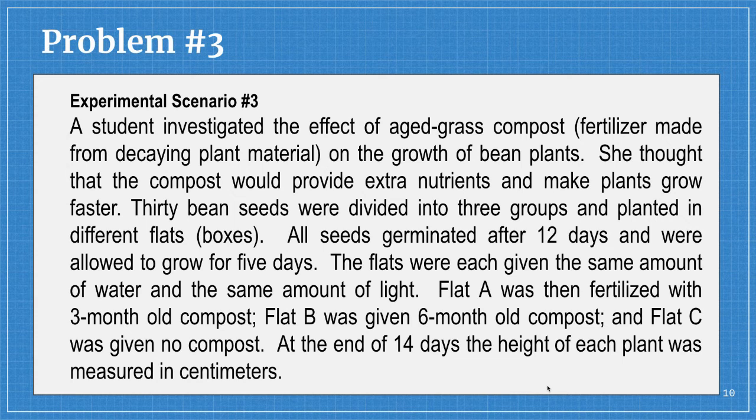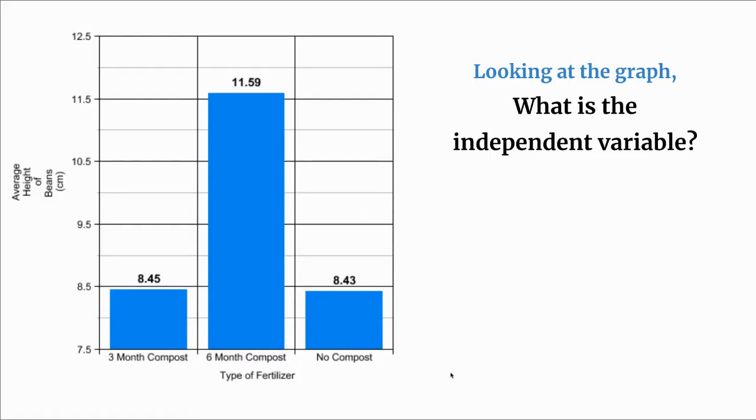Flat A was then fertilized with 3-month-old compost. Flat B was given 6-month-old compost. And flat C was given no compost. At the end of 14 days, the height of each plant was measured in centimeters. So, looking at the graph, think about DRY MIX and ask yourself, what is the independent variable? Based on what the graph is, what would the independent variable be?